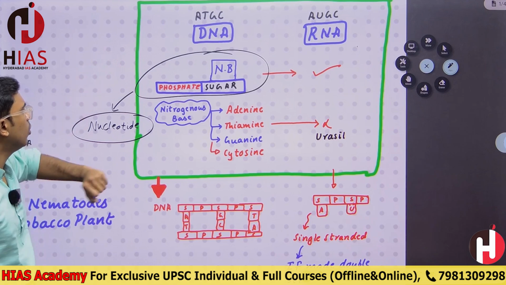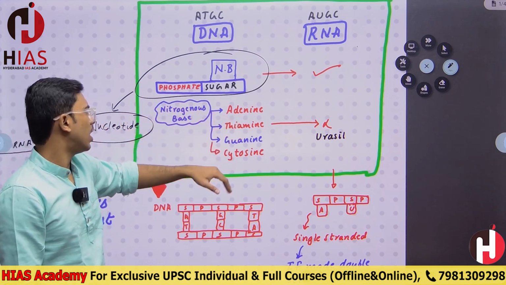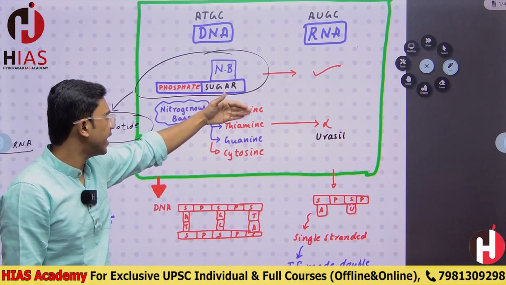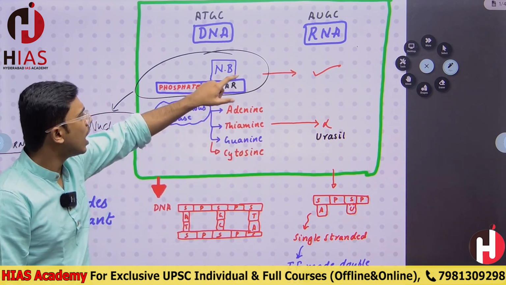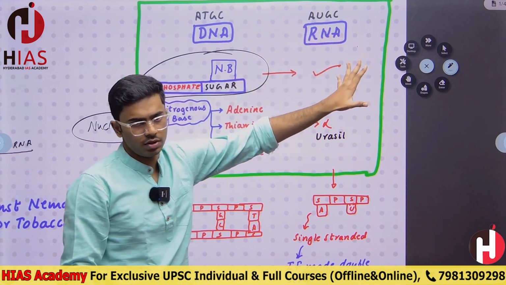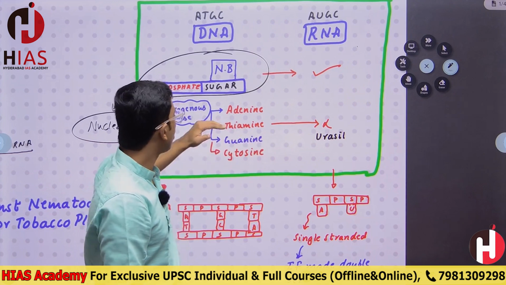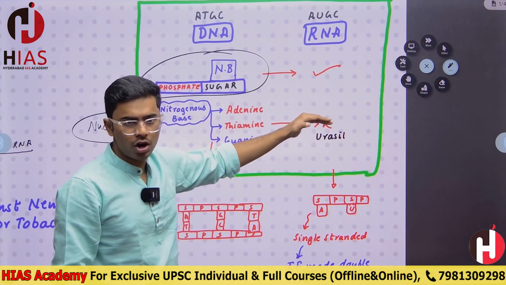Fine. Now, what are the nitrogenous bases? Again, you don't have to remember the names, but I'm just telling: adenine, thymine, guanine, cytosine. Now, in RNA, you'll find AUGC. That means U is for uracil. You will not find thymine, okay?